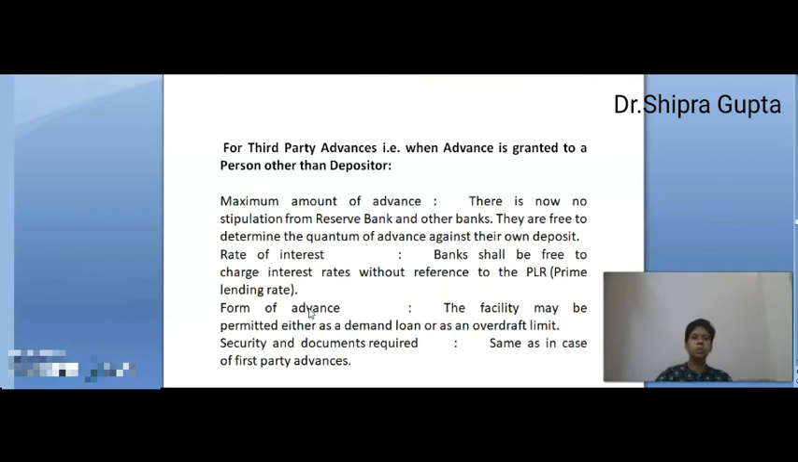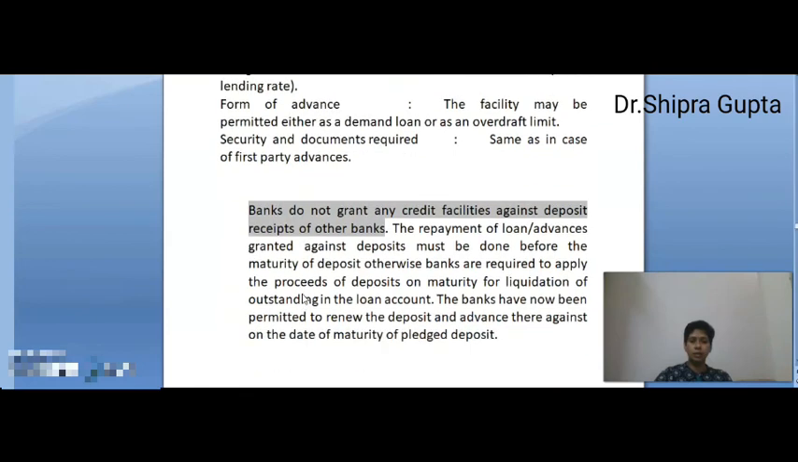The main difference between both is in the first point, the maximum amount of advances. In a first party loan, this margin rate is 5% to 25%, but in a third party loan, this amount is unlimited. And a special note: banks do not grant any credit facility against deposit receipts of other banks. If a person takes a deposit receipt of another bank and a loan from a different bank, then the bank will deny that person, or he cannot take the loan from the other bank.